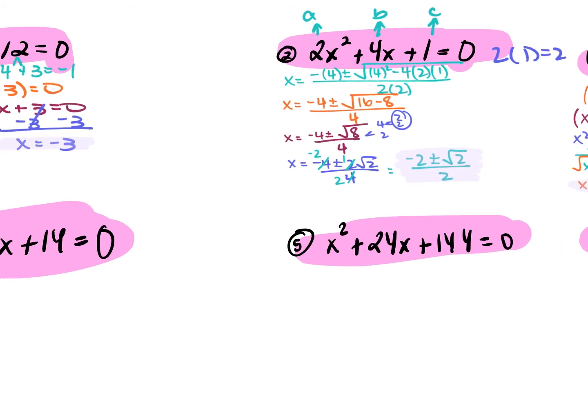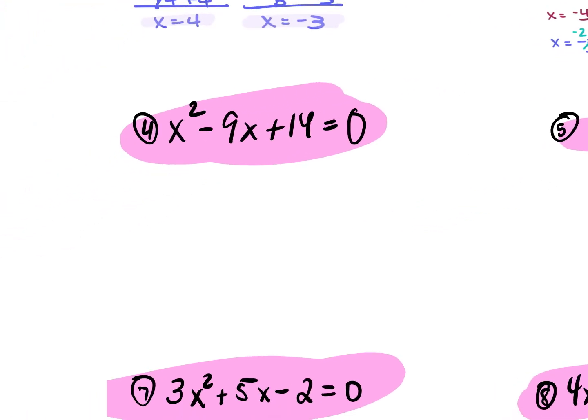For number 4, we are given x squared minus 9x plus 14 is equal to 0. What are your factors of positive 14 that add up to be a negative 9? Negative 2 and negative 7. So this factors to be x minus 2 times x minus 7 is equal to 0. Now that this is factored, is it factored completely? Yes, it is.